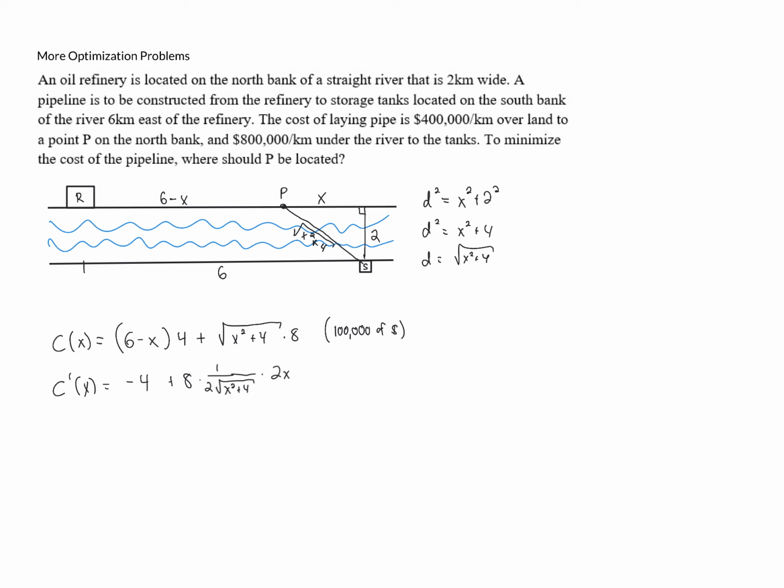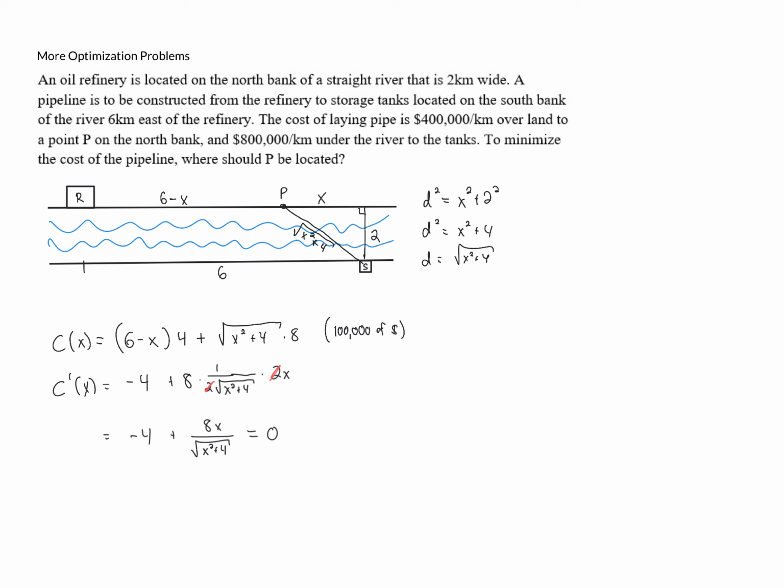So if we look and see if we can simplify anything, we do have those 2's canceling out, which is nice. So then this gives us -4 plus 8x over the square root of x squared plus 4. And we want to know when this equals 0, or when this is undefined, because that will give us our critical numbers. Now this is never undefined because that denominator is always positive, so we don't have any problems there.